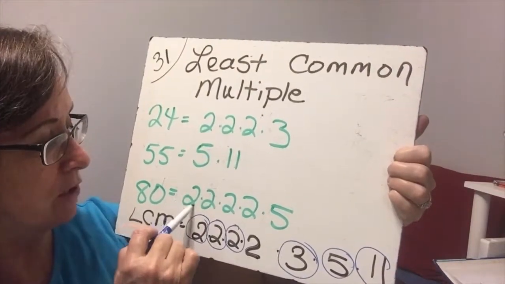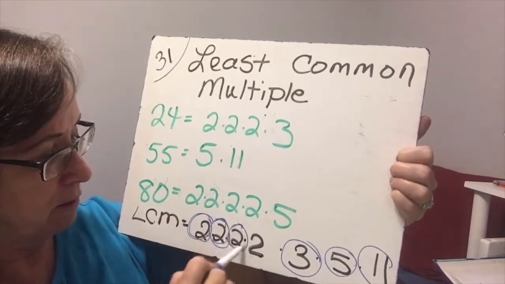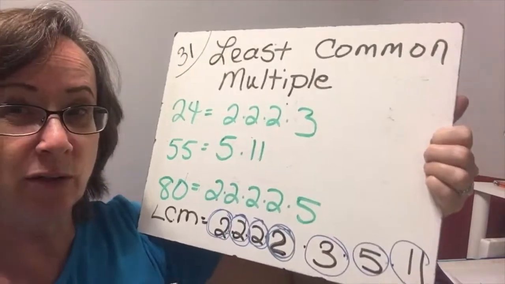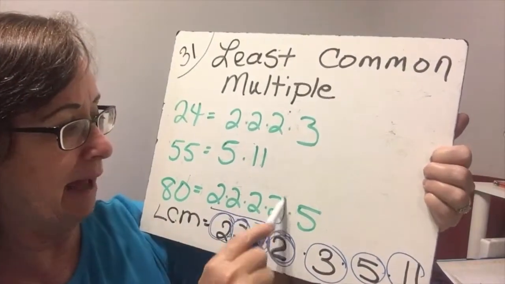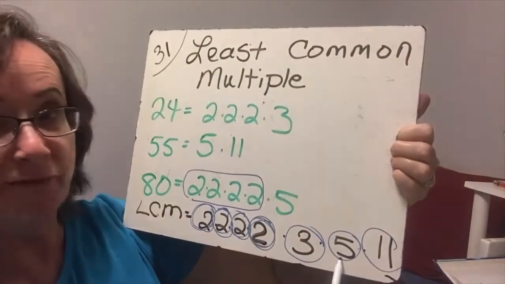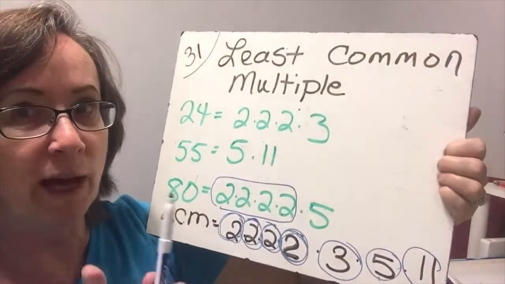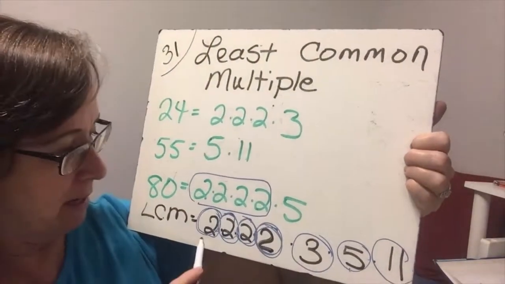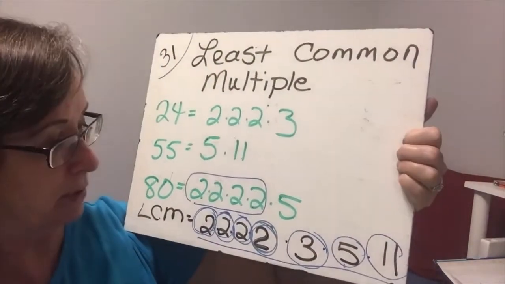And then 80 has 2, 2, 2, 2. I've got to have as many 2s as I see in any one number. So I have to have 4 2s in my least common multiple. And then the 5, but these 2 can share the 5 because there's only one 5 in any given number. Therefore, I'm done, and now all I have to do is multiply that big number together.